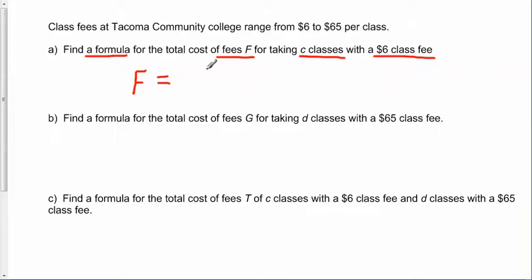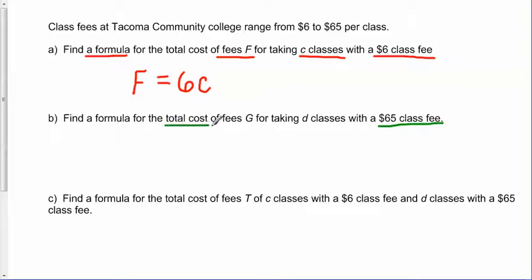So we can write the total cost of the fees, F, as 6 times C, or just 6C. So that would be $6 for every class. If I multiply that by the number of classes, that would tell me my total fees. This next problem, we're going to say, well, what if we weren't taking those cheap class fees? We were taking the ones with the more expensive class fees, so the $65 class fees.